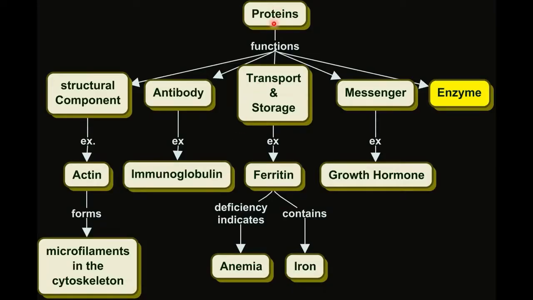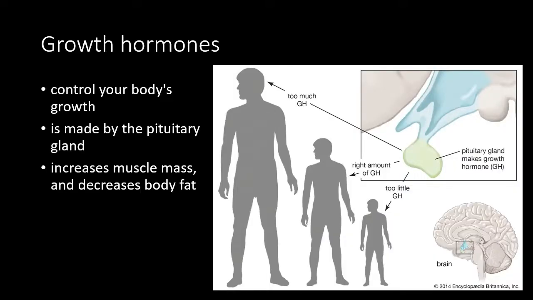Now, proteins can also function as a messenger. An example to this one is growth hormone. Growth hormones control your body's growth. It is made by the pituitary gland, and it increases muscle mass and decreases body fat.